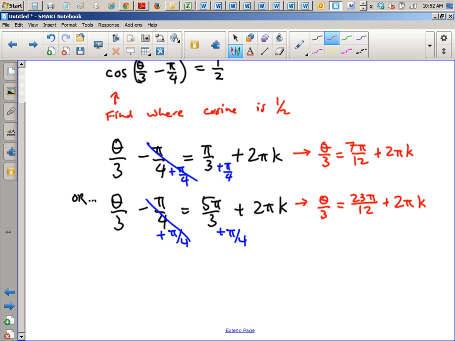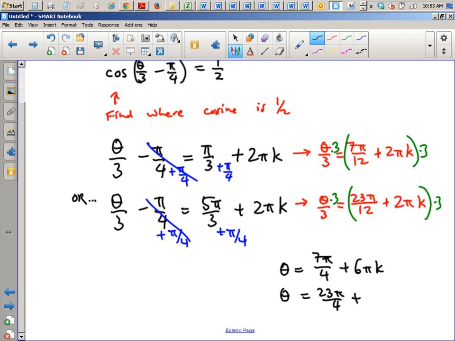We're almost done. Now we got to get rid of the 1/3, so we'll just triple those equations. So what's my answer? Theta is, if you multiply both sides by 3, don't forget when you multiply you actually distribute, right? It's going to be 7 pi over 4 plus 6 pi k. And tripling the second equation, don't forget to distribute, 23 pi over 4 plus 6 pi k. These are all possible answers.